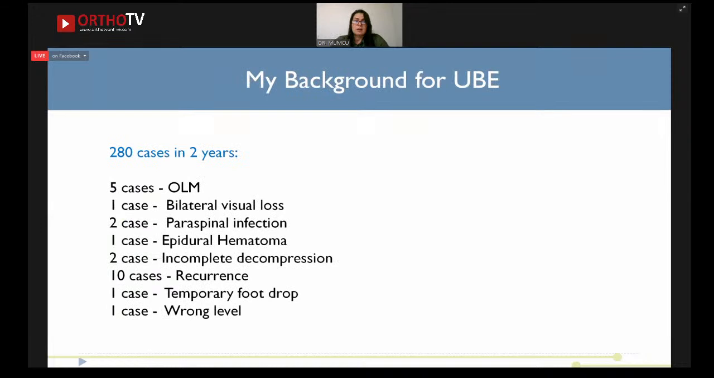In this slide, you can see my UBE cases that I performed for 2 years. In the beginning, I faced serious complications such as bilateral visual loss, epidural hematoma, and so on. I've learned how to avoid complications gradually. Now I will explain some vital details for a safe surgery.